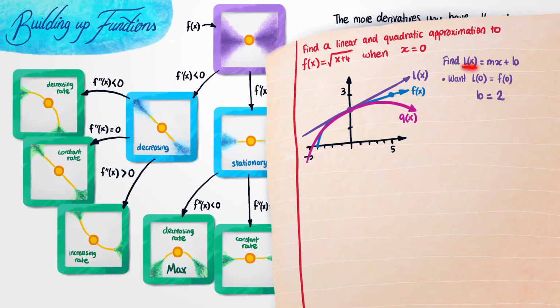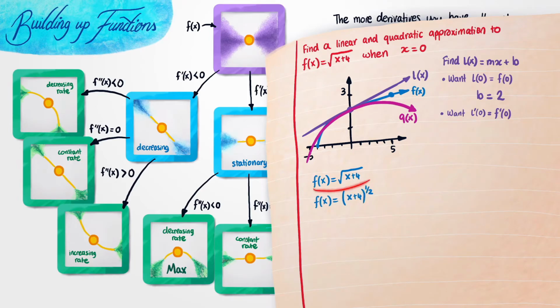If we want L to be a good approximation to f, then we expect its derivative to be exactly the same as the derivative of this at x equals 0. If we want the derivatives to be equal, we actually have to find them first. So I'm going to go ahead and differentiate this function and this function as well.